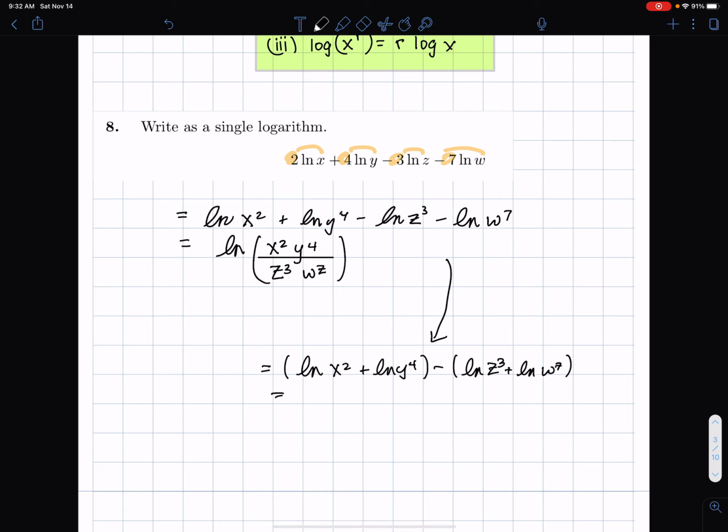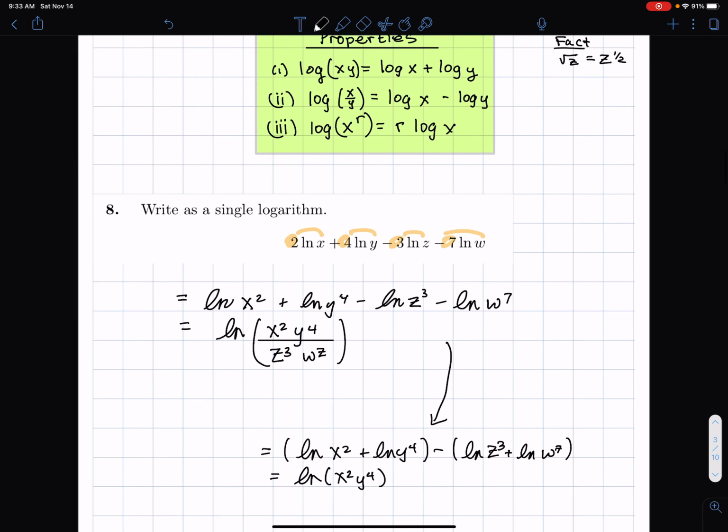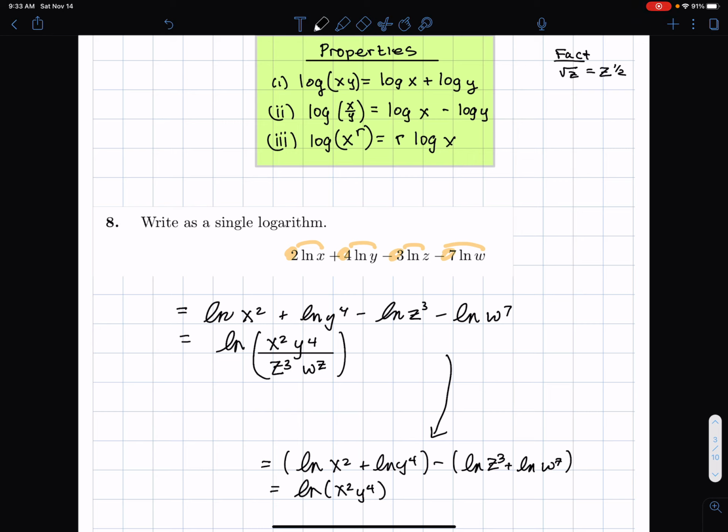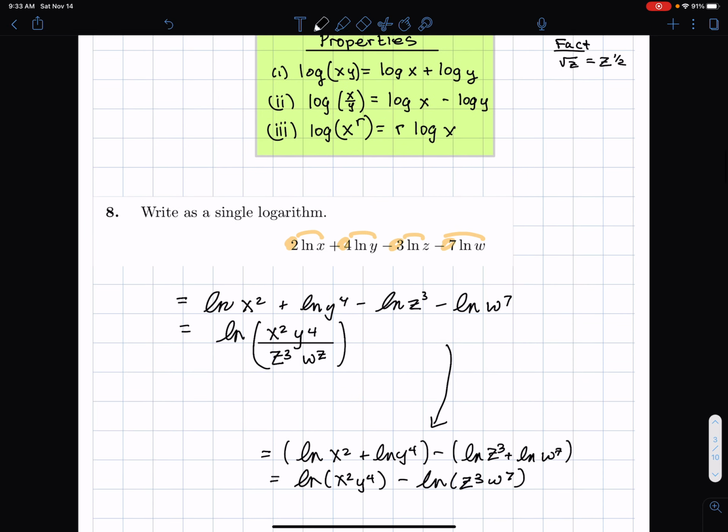And now I took out the minus, I factored out a minus. And then I'm going to use the property of multiplication, where I bring those together, the first property from my list above. And I'll do the same over here. And then since I have a difference, I'll finally bring them all together.